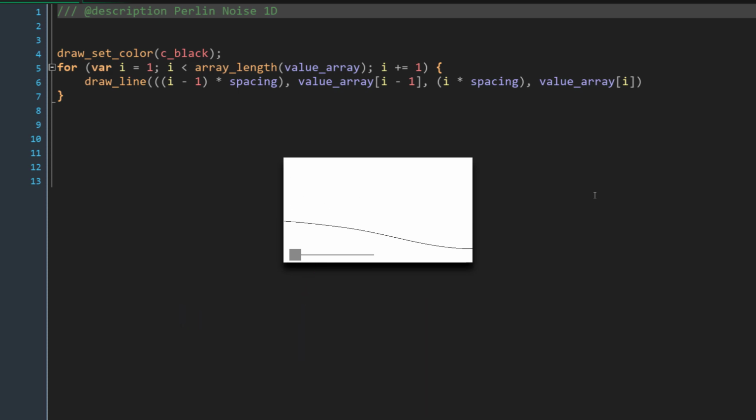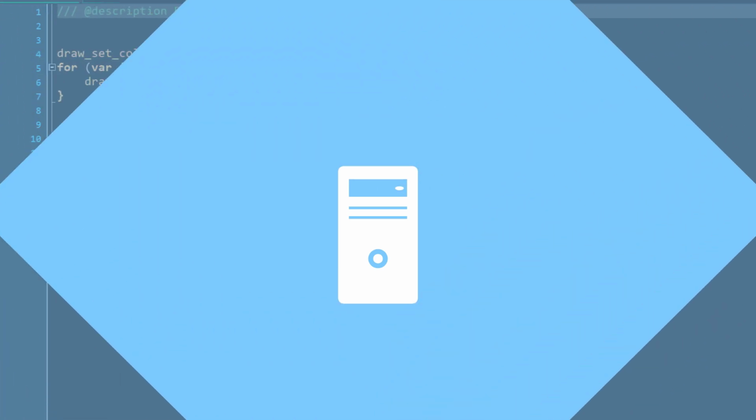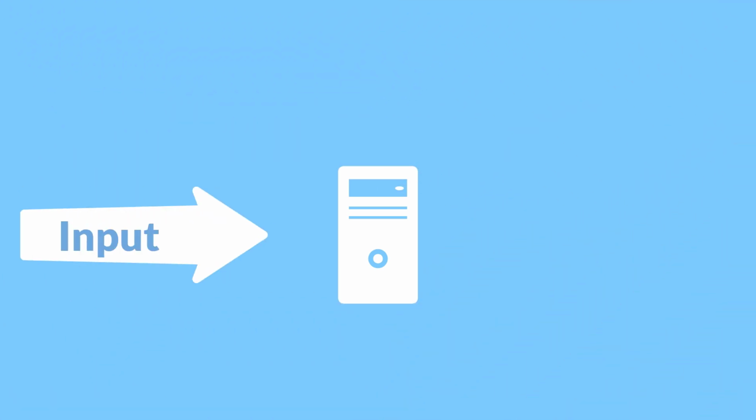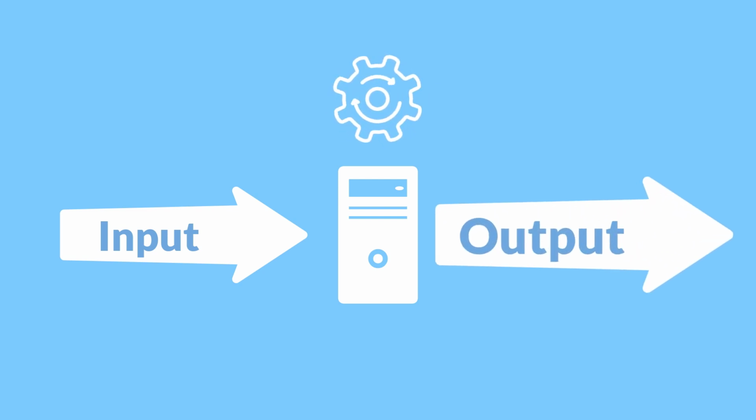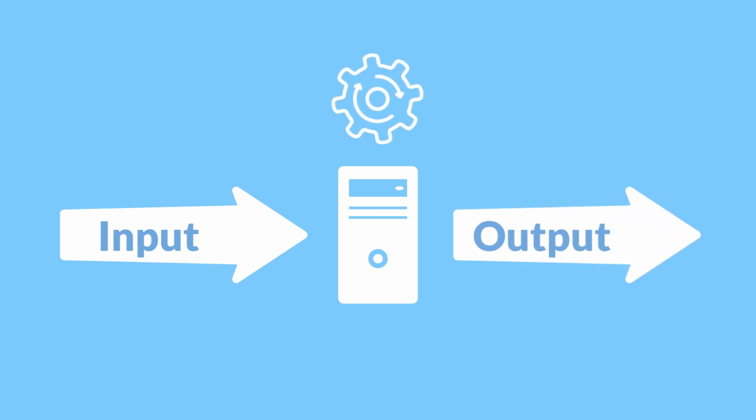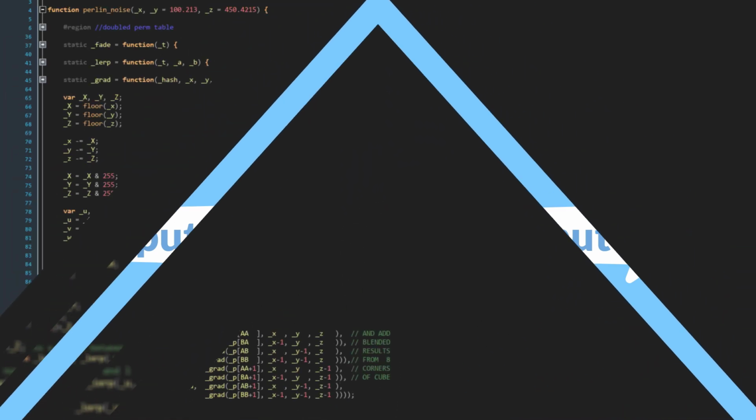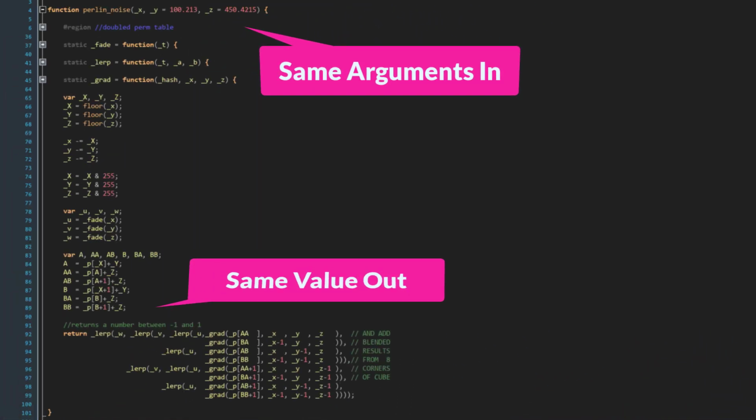In the recent tutorial on how computers create randomness, we talked about how random functions aren't truly random, and if you give them the same input, you get the same output. That is true with Perlin noise as well. As I said before, if you give the function the same position, you will always get the same value, and you can consider that position a seed of sorts. Give the function the same seed, you get the same value, just like with a random function.